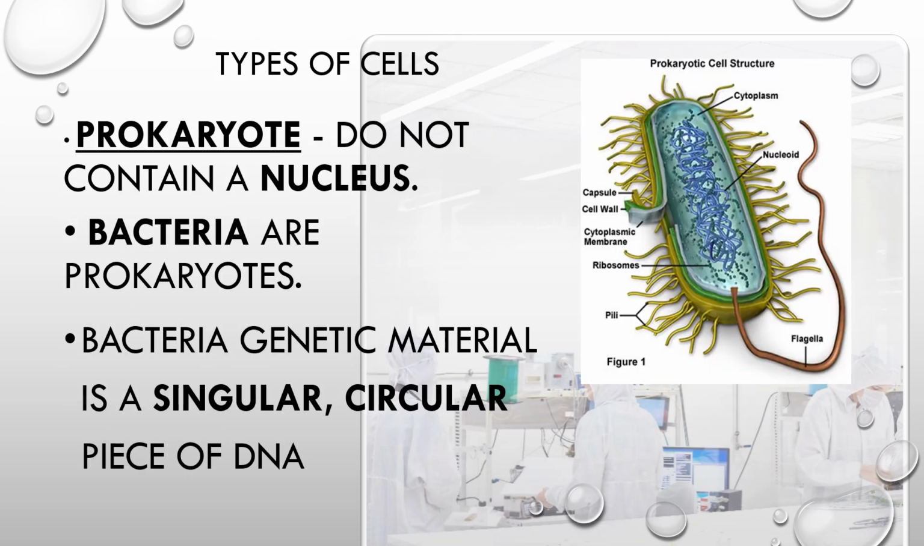The other type of cell is a prokaryote. It does not contain a nucleus, as you can see in the image here. If you look closely at the image, you can see that the blue lines are the nucleoid, which is also the DNA. So the genetic material, the DNA in the middle, is just loose and not contained within a nucleus. A key piece that you need to take away and make the connection is that bacteria are prokaryotes. So please pay attention to the second bullet: bacteria are prokaryotes.